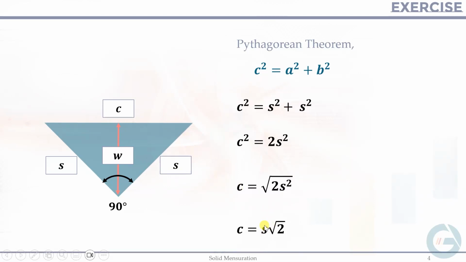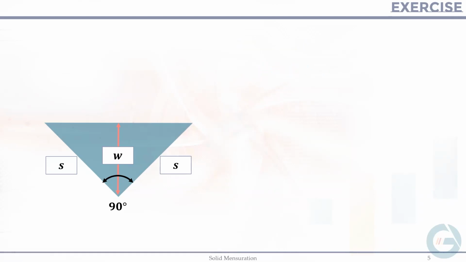That's what we are going to do also for W. We will express this W in terms of S. So this is now S square root of 2. The next step is we will analyze the other half of this triangle. If this is S square root of 2, from here to the midpoint, this side is only half, which is, of course, 1/2 of S square root of 2.